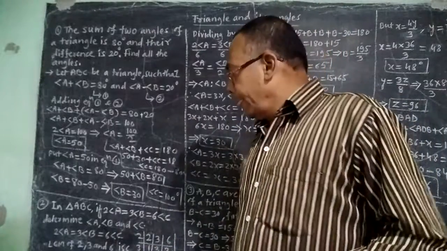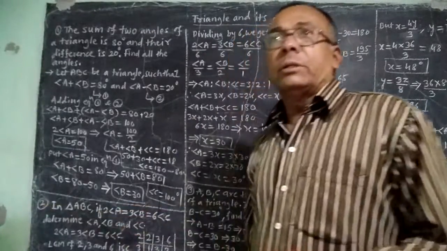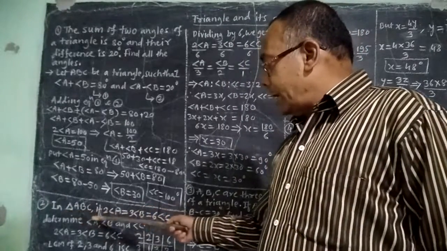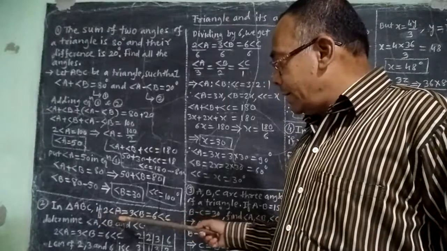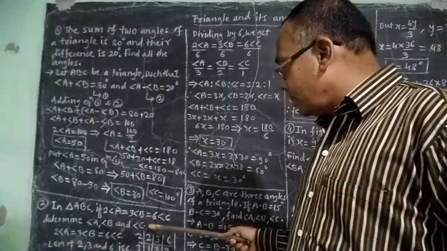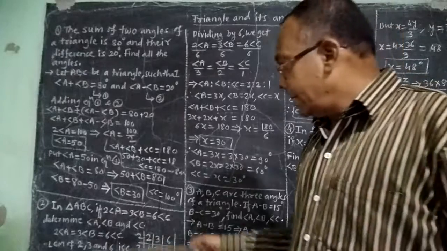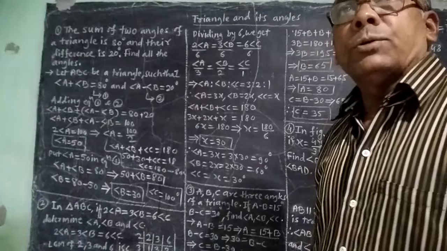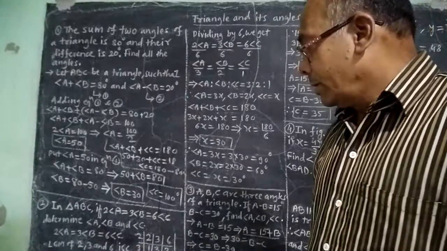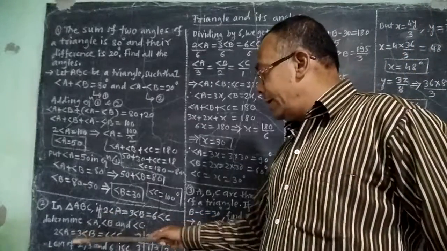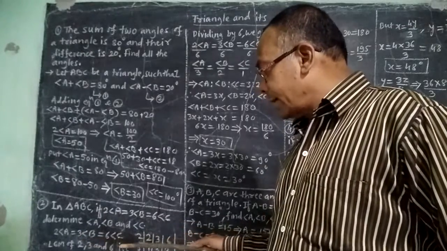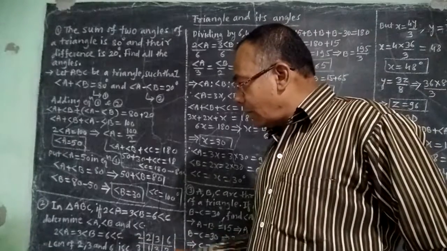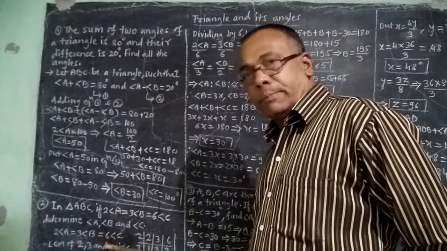Now here, in example 2: in a triangle ABC, if twice angle A is equal to 3 angle B is equal to 6 angle C, then determine angle A, angle B and angle C. So for this example, it is given that 2 angle A equals 3 angle B equals 6 angle C. Now we will find the LCM of 2, 3 and 6.